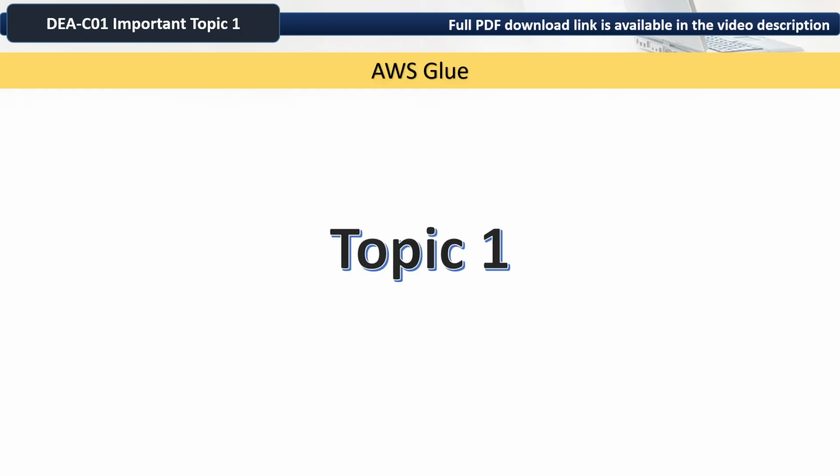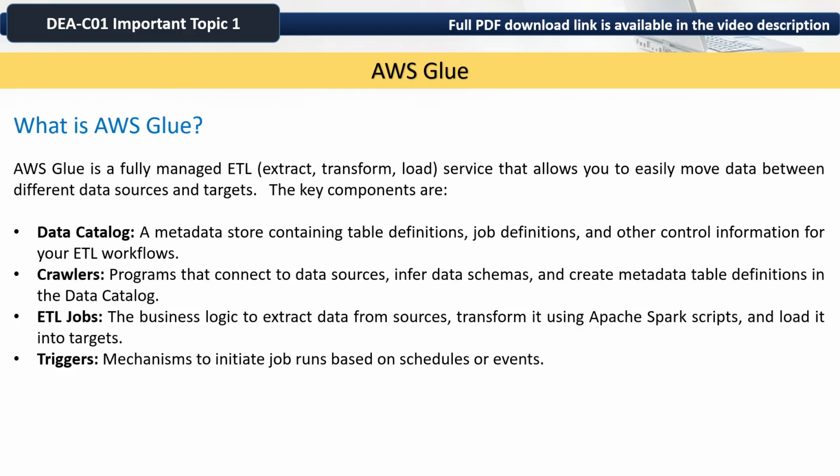To our first topic, AWS Glue. What is AWS Glue? It is a fully managed ETL service that allows you to easily move data between different data sources and targets. The key components are data catalog, a metadata store containing table definitions, job definitions, and other control information for your ETL workflows.